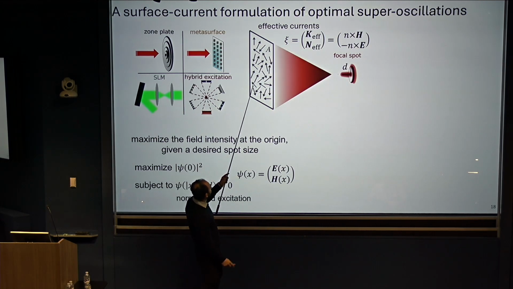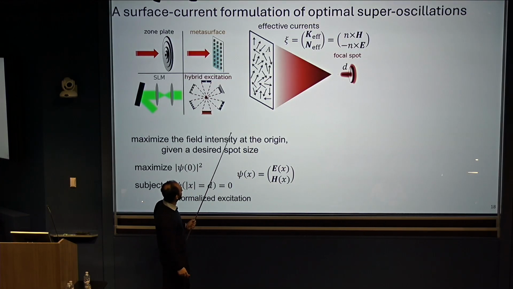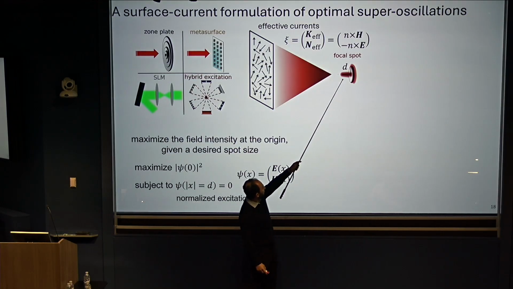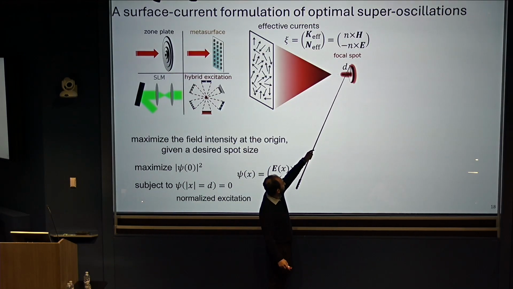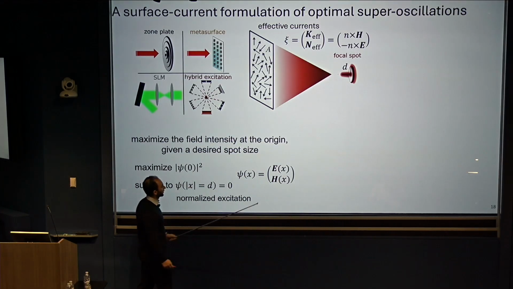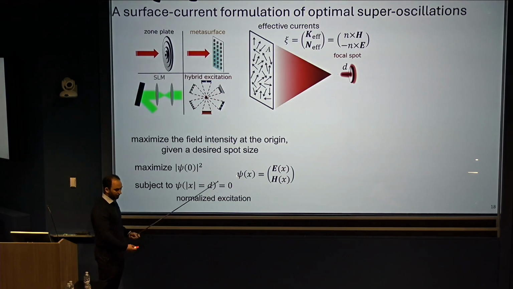Those currents are radiating in free space. And so to understand what is the best super oscillatory field I can create, you might just ask, what is the best distribution of currents on some aperture that I'm given to create a focus at the center and maybe a zero field on a ring of radius d around the center. And this is the equivalence principle currents that one would create. Those currents are radiating in free space.